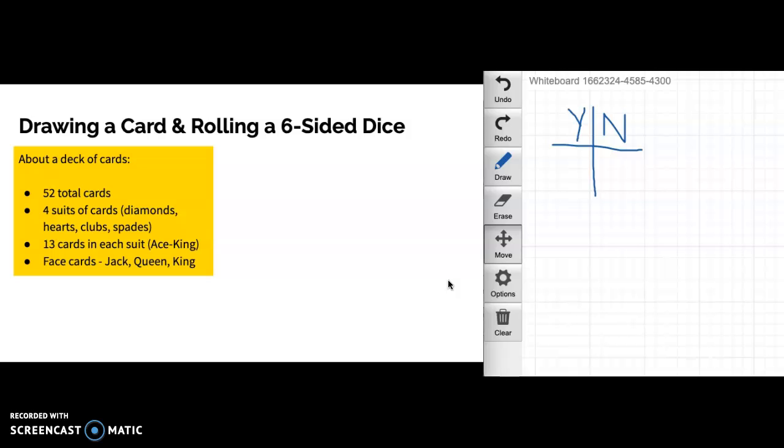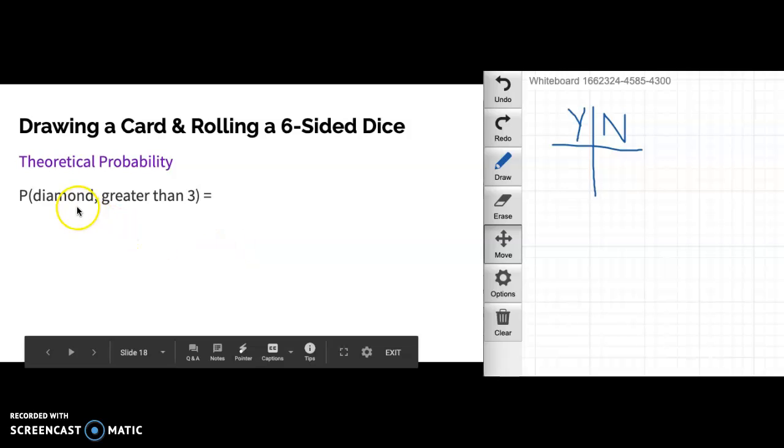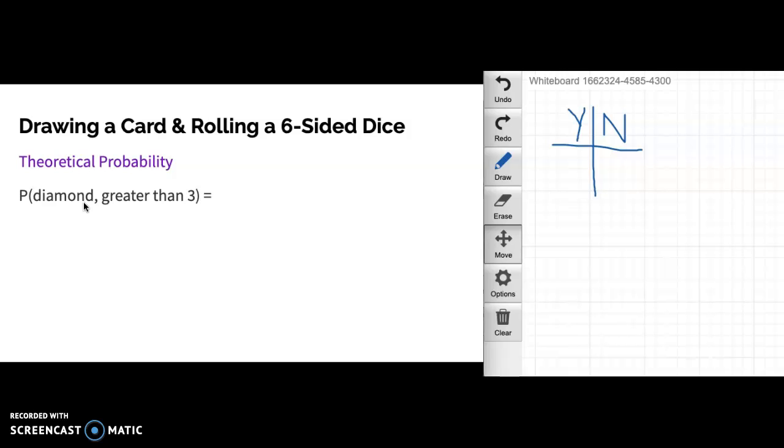So we want to know the probability of drawing a diamond from our deck of cards and then rolling a number greater than 3 on our dice. We're going to start with theoretical probability. So again, what should happen? We break this event up into its 2 simple events. So let's start with event A, which would be drawing a diamond from our deck of cards. There are 13 diamonds in a deck of cards, so the probability of drawing a diamond is 13 out of 52, which is 1/4.